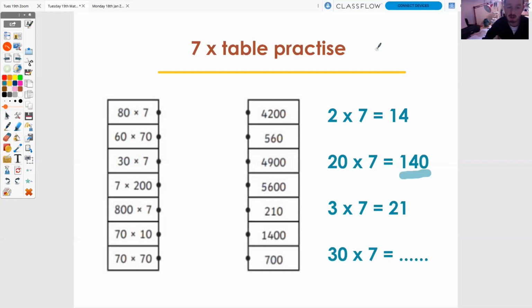And 60 times 70, that would be 10 times bigger than 420. So have a look to see what answers might fit that description. All right. You can pause the video if you like. You can stop the video if you like. Go and do your 7 times table practice, and then we'll move on.